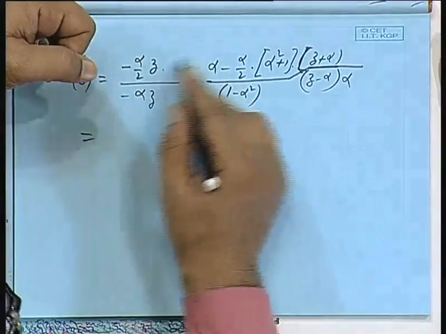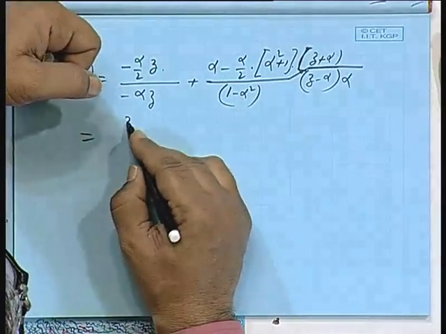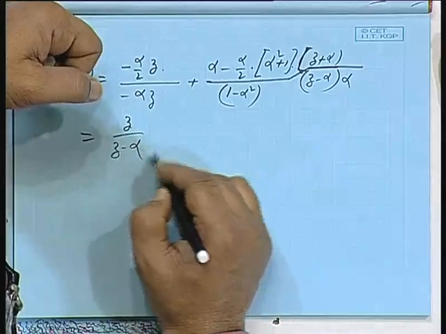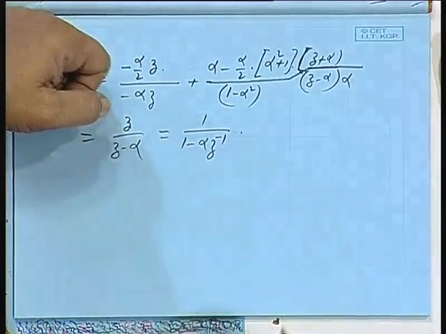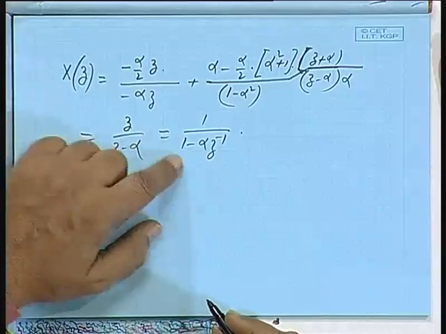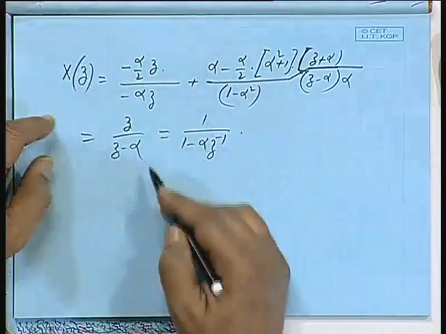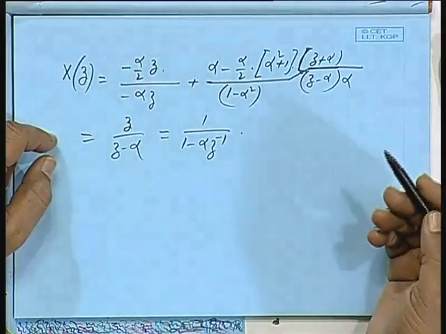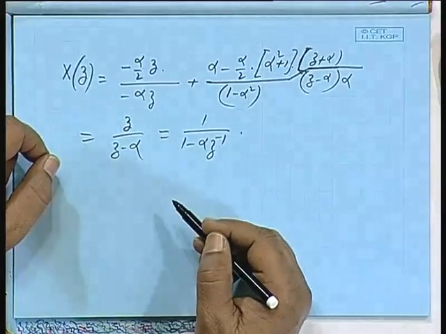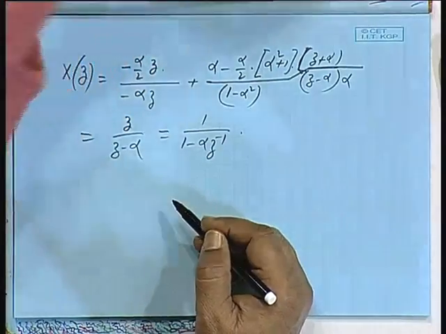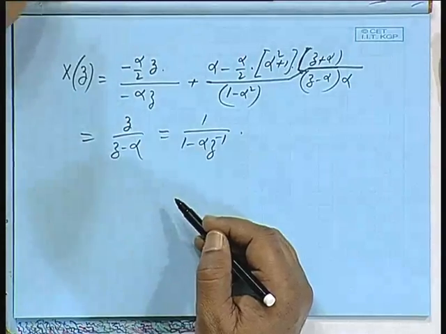So, finally, if you add up, you will get z by z minus alpha, which is nothing but 1 by 1 minus alpha z inverse. So, this is X(z). After adding all this, you will find a lot of terms will get cancelled, okay, and you will be getting a reduced form. Let us take another example.